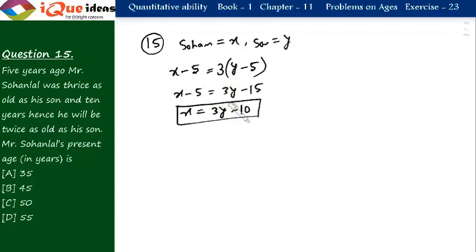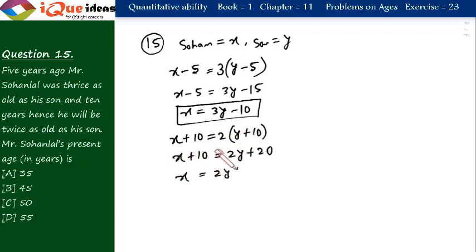Now similarly, 10 years hence, the father's age would be X plus 10, son's age would be Y plus 10, and the relation at that time is twice. So X plus 10 is 2 times Y plus 10. If you open it, you get X plus 10 equal to 2Y plus 20. So you have X is equal to 2Y plus 10. Right? Now X is equal to 3Y minus 10 and X equal to 2Y plus 10. Equate them, you will get 3Y minus 10 equal to 2Y plus 10.